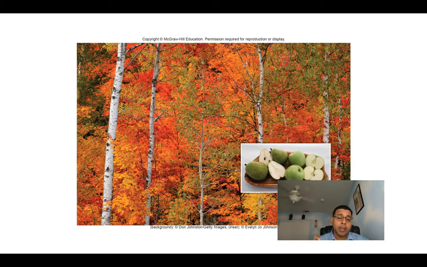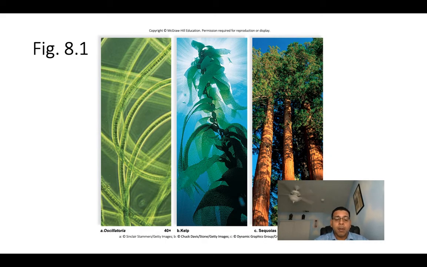Photosynthetic organisms such as plants, and we'll see in this chapter our focus is going to be on flowering plants, is what we're going to be looking at. Photosynthetic organisms such as plants, algae, and cyanobacteria are called autotrophs. They're called autotrophs because they produce their own food.